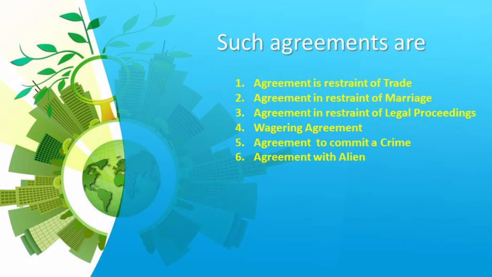For example, A promises to pay 50,000 rupees to B if B does not marry anyone and remains unmarried. So, now you are entering into an agreement with B that B should not marry, which goes against his fundamental rights. So, if it goes against the fundamental rights, it is void. So, any agreement in restraint of marriage is void.